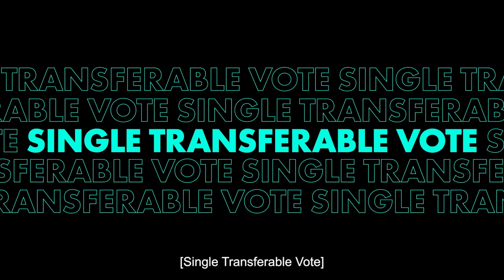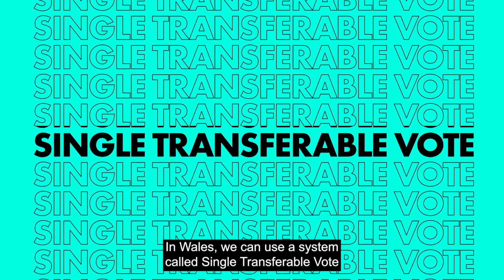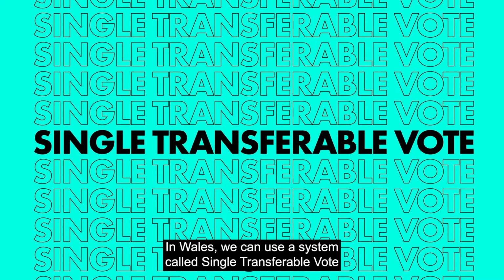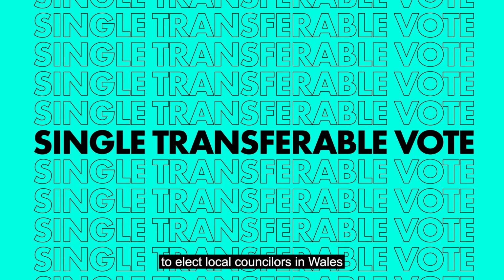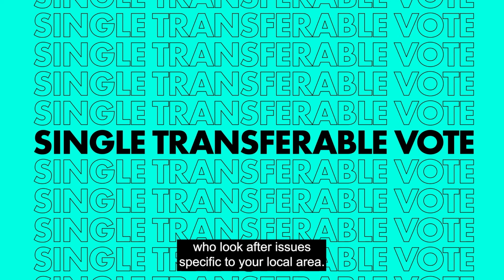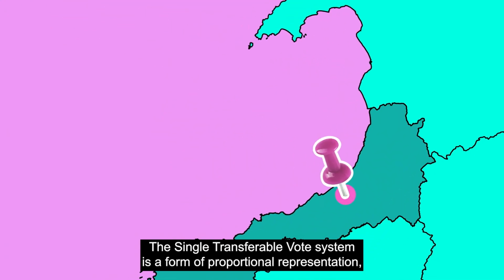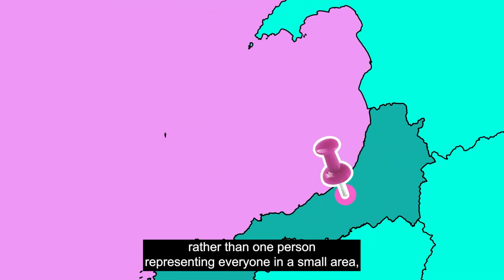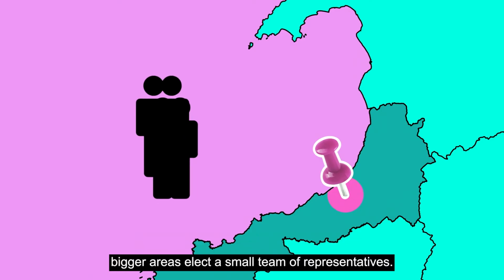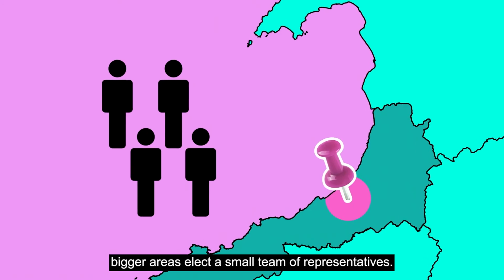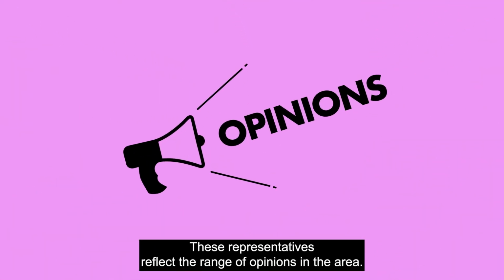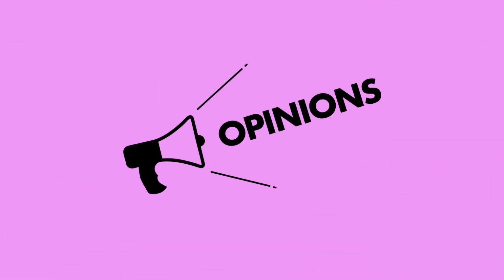Single transferable vote. In Wales, we can use a system called single transferable vote to elect local councillors in Wales who look after issues specific to your local area. The single transferable vote system is a form of proportional representation. Rather than one person representing everyone in a small area, bigger areas elect a small team of representatives. These representatives reflect the range of opinions in the area.